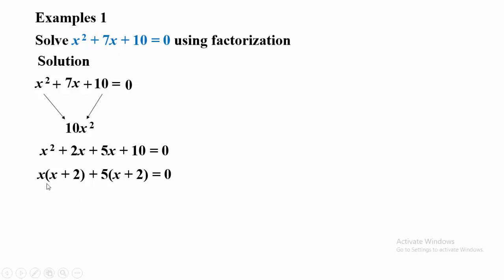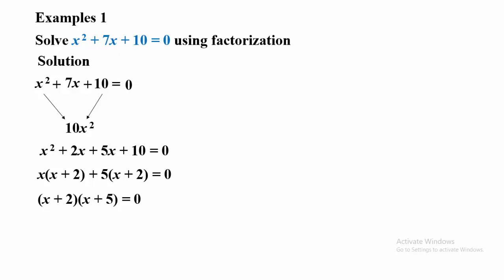So we now have x open bracket x plus 2 close bracket plus 5 open bracket x plus 2 close bracket is equal to 0. We also have two common terms at this point, that is x plus 2 and x plus 2. So when you factor x plus 2 out, we now have x plus 2 in a bracket and open bracket x plus 5 close bracket is equal to 0. This x plus 5 came from this x and this plus 5, since we have factored x plus 2 out, that is common between these two terms.